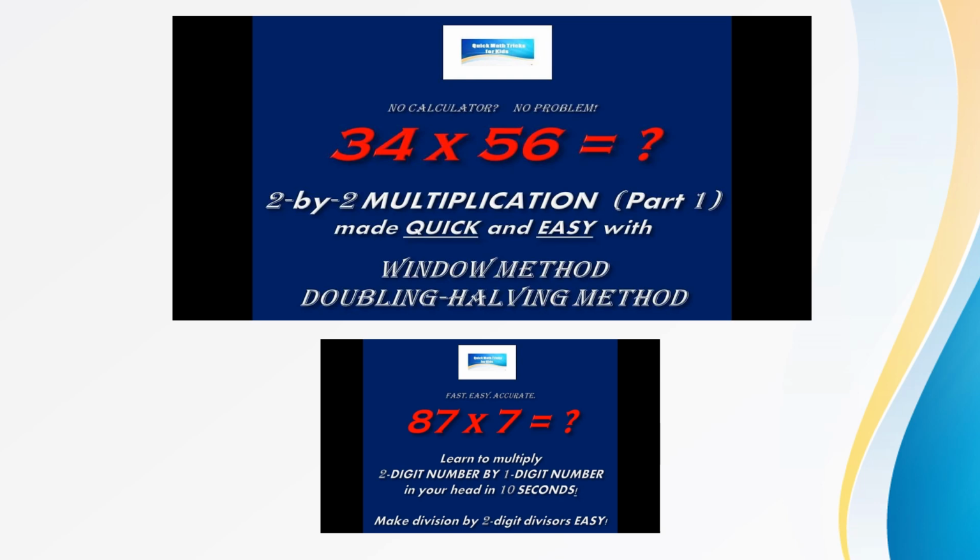That is part 1 of 2 by 2 multiplication shortcuts. We discussed the window and doubling-halving methods for quickly multiplying two double-digit numbers. I hope you have got the hang of those two techniques by now. But if you have missed the video, do watch it, as today's video is a continuation of that.